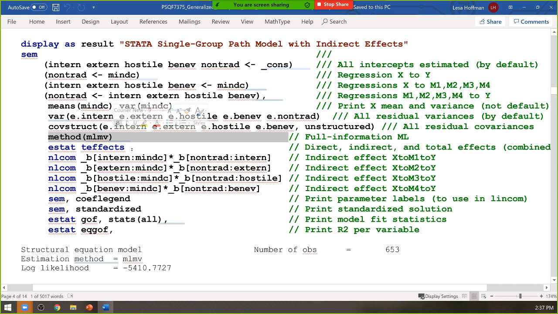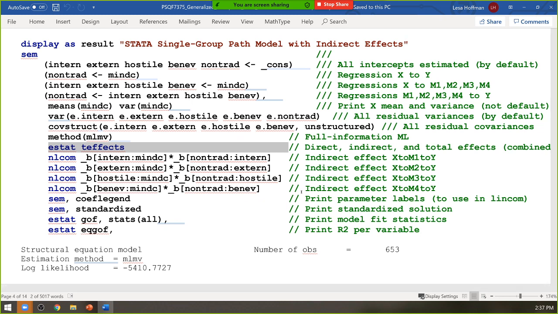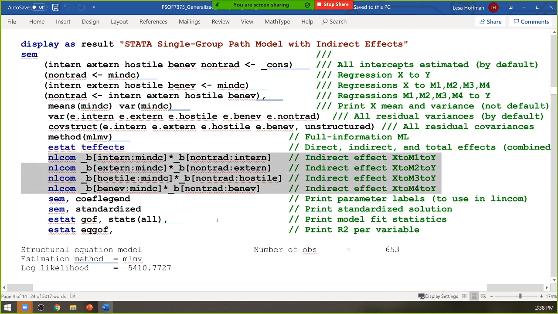MLMV gives you full information maximum likelihood. That's not a default. That's what you have to add. And this estat teffects gives you some of the same information as MODEL INDIRECT, but not all of it. It looks like it combines indirect effects across variables and wouldn't give me separate ones. I tried to figure it out and I couldn't. So I wouldn't recommend that in practice. Instead, what I would recommend is using NLCOM to get the indirect effects.